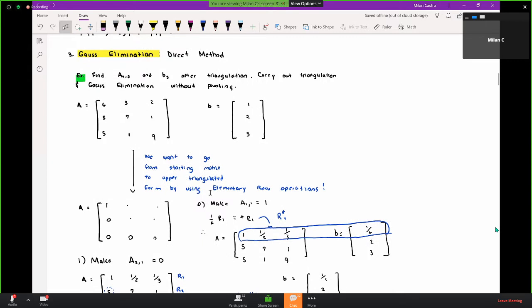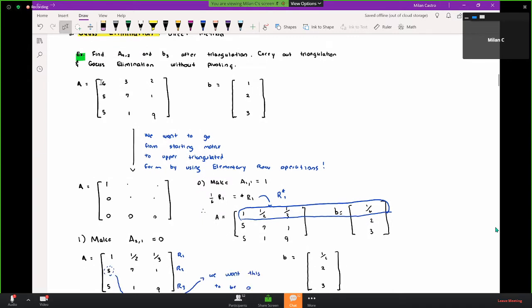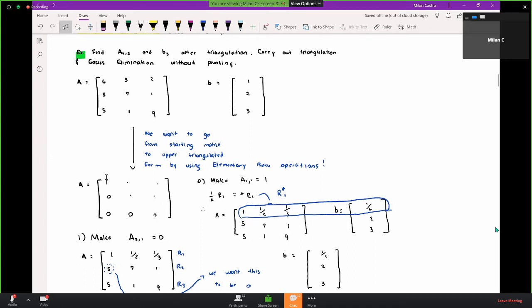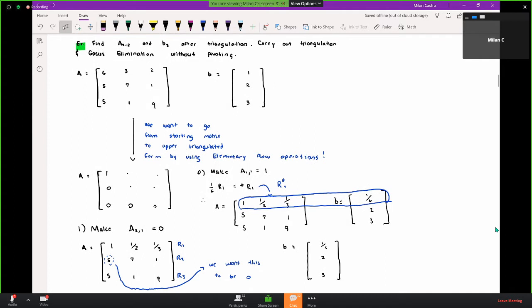So in order to do this, I added a step 0 because first I just left the 6 in here, but I figured that makes it a little bit more annoying with fractions. So I decided to change that into a 1. So we're starting off with this A matrix and we wanted to get it into the form that's directly below it. So in order to get to this, we have to divide the first row by 6. So here I have 1 divided by 6, R1 to stand for row 1 equals new row 1.